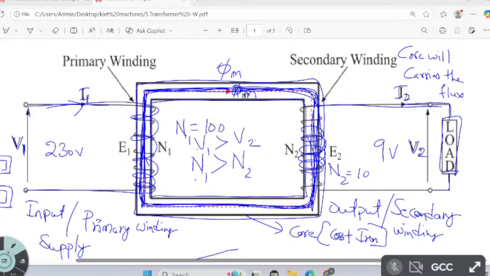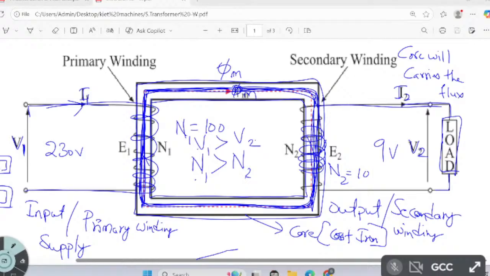Why do we require this winding? In the winding only EMF will induce. Primary induced EMF, secondary induced EMF. E2 is nothing but the secondary induced EMF, and E1 is the primary induced EMF.